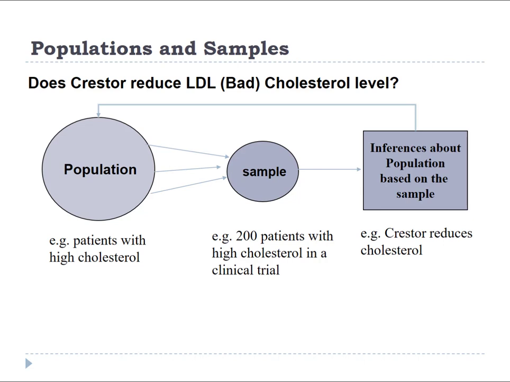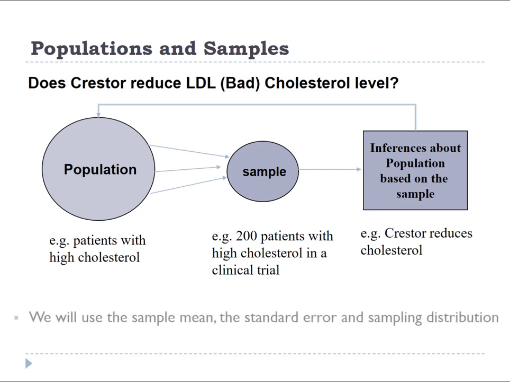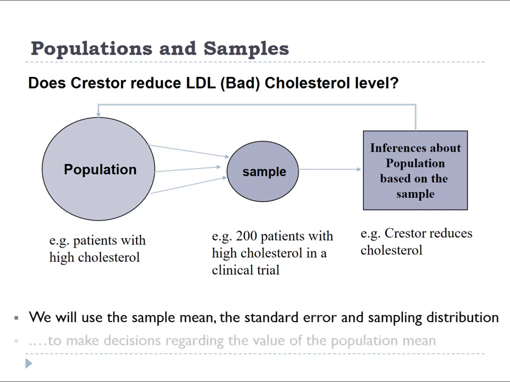We will use the sample mean, the standard error of the sample mean, and the result of the central limit theorem, the sampling distribution, to make statistical decisions regarding the value of the unknown population mean.